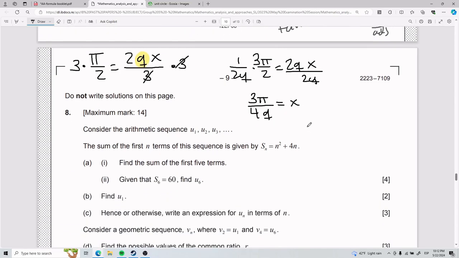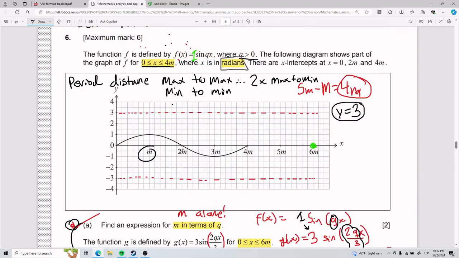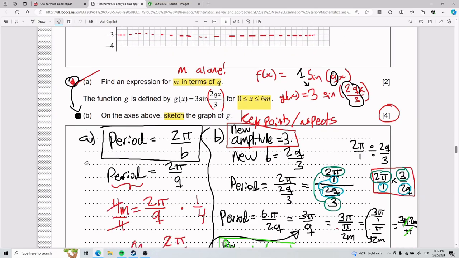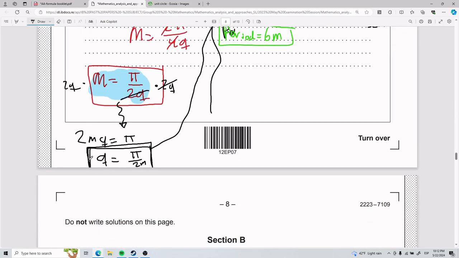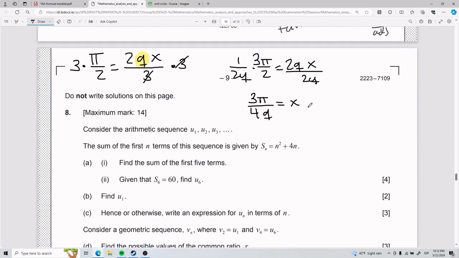Now, this is not a good enough x value for us to read because our x-axis is only in terms of m. It does not have a q in between, so it's very weird and confusing. But lo and behold, once again, part B needs something from part A. Earlier we said that q can be written as pi divided by 2m. So we're going to do that once again. q equals pi divided by 2m. That means that over here you end up with 3 pi divided by 4 times pi divided by 2m. All of this equals x.